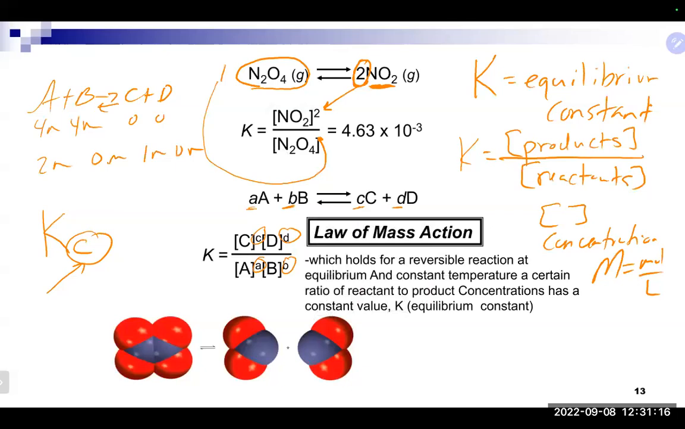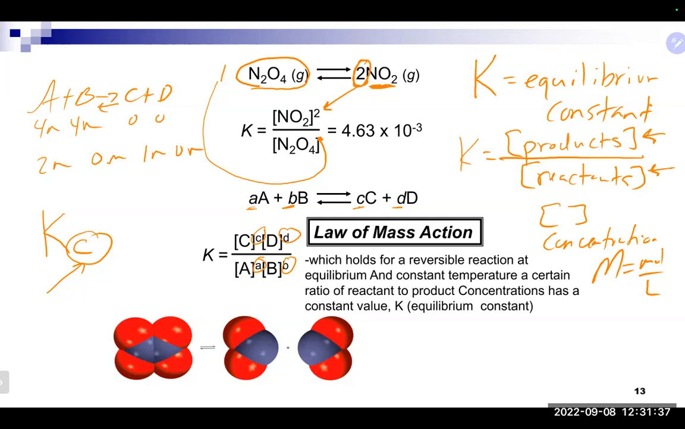It would be, right? Because in order to get a large value mathematically, the top number would have to be large and the bottom number would be small. That would give me a large value. So if you have a large value of K given to you, it tells you that when that reaction reaches equilibrium, you would expect to have mainly products present.